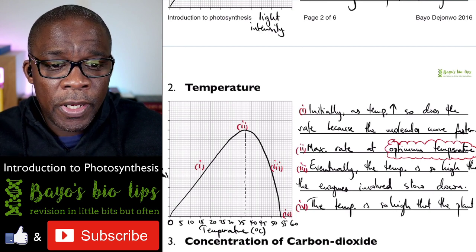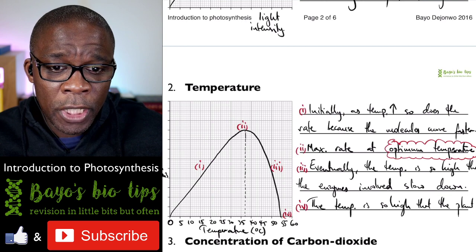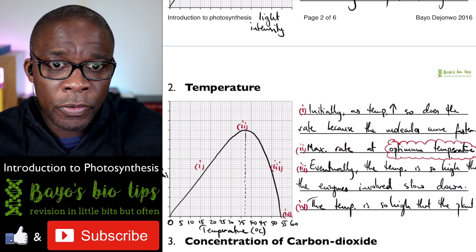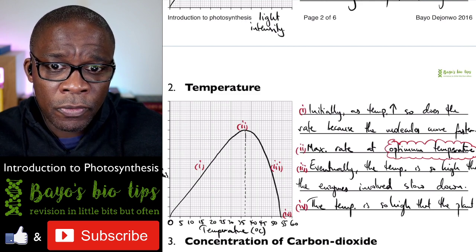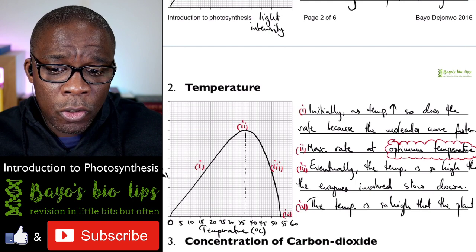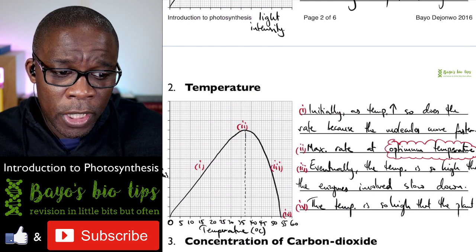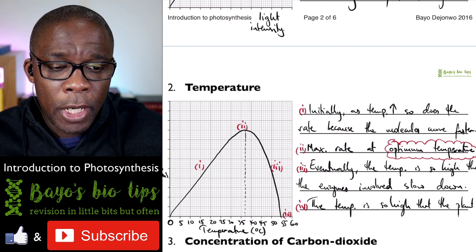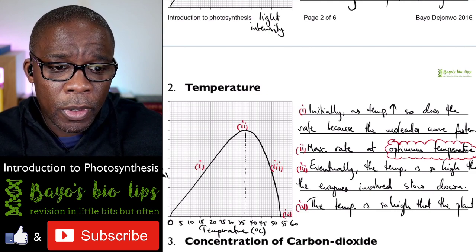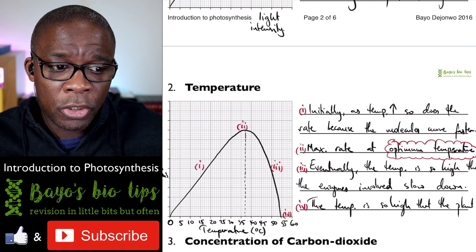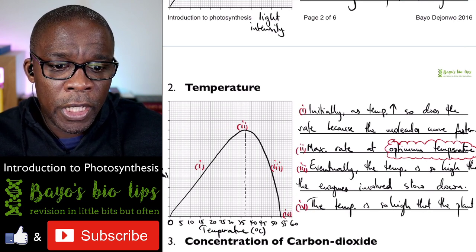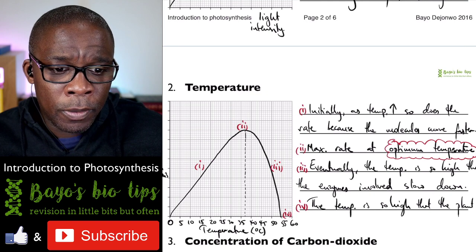Then we go into the next phase, the third phase. Eventually, you begin to see a drop in the rate of photosynthesis. This is because some of the enzymes involved in photosynthesis begin to change shape, not just the enzymes, but also some of the proteins involved. And as they change shape, they stop working at their optimum levels. And so you begin to see a drop in the rate. And then eventually the temperature is so high that the proteins involved are denatured and the plant just stops photosynthesizing. So you get down to 0.